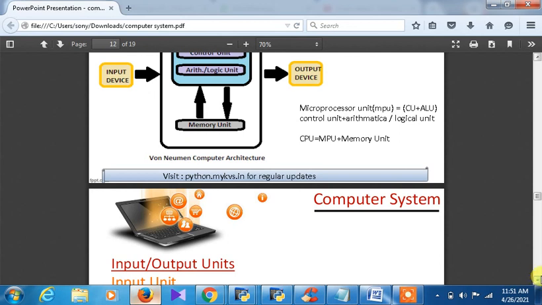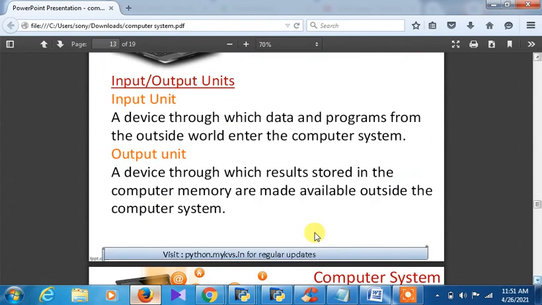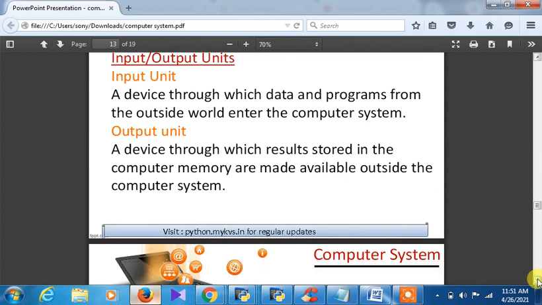Now let us see the input and output units. A device through which the data and programs from the outside world enter the computer system is known as an input unit. And the output unit is a device through which results stored in the computer memory are made available outside the computer system. So printer and monitor are output units, and keyboard, mouse, and joysticks are input units. In your previous classes you have read about the input and output units also.